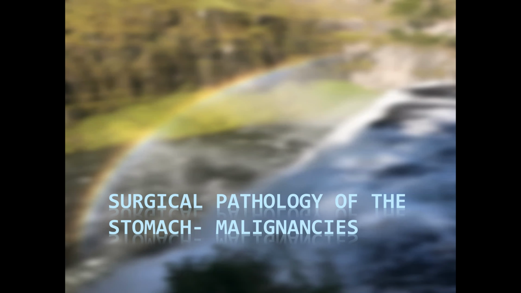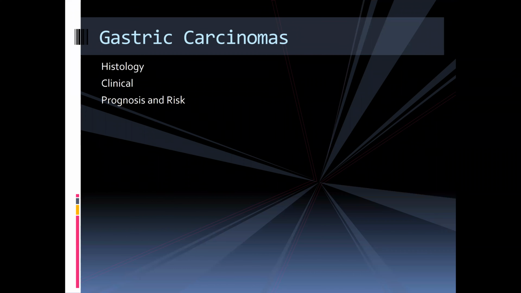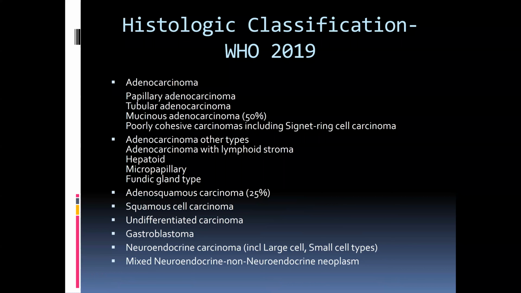So let's start, and we'll just talk a little bit about some of our objectives today. I want you to understand some of the basics of the histology of gastric carcinomas, and then we'll touch a little bit on some of the clinical presentations, and prognosis and risk will enter into that as well. This is pertinent because the WHO updated the classification scheme for gastric malignancies just last year, and so in many ways it's a step forward.